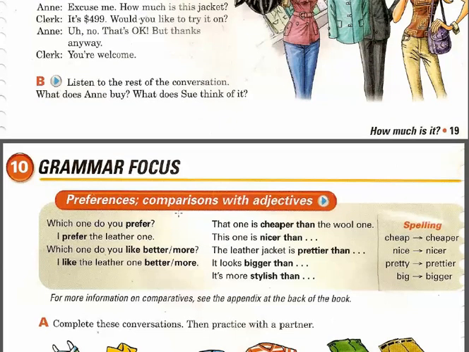Here we have this in more detail: grammar focus, preferences, comparison with adjectives. Which one do you prefer? I prefer the leather one. Which one do you like better or more? Better or more here is the adjective for comparison between two things. The source of this adjective is good. It changes into better when it comes between two things, two items, two persons. Okay, I like the leather one better.